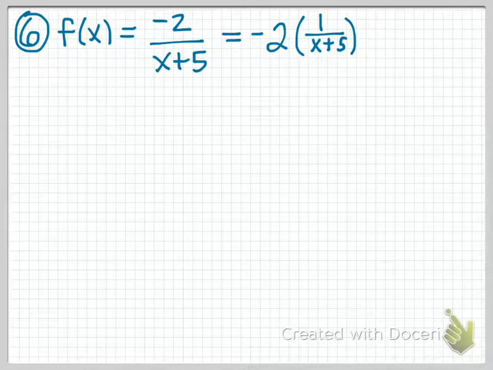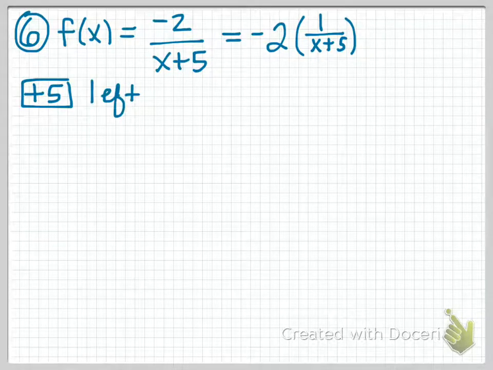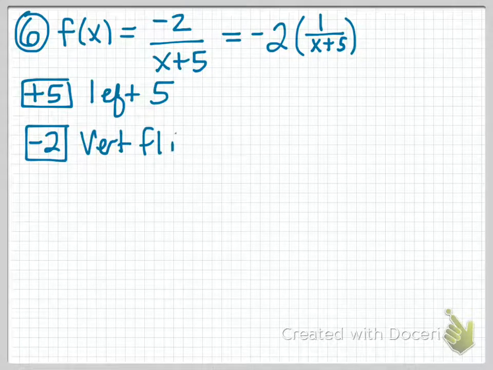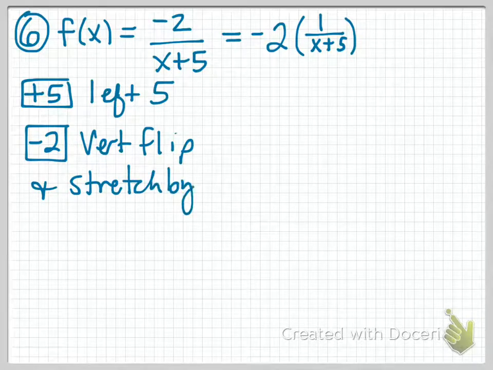So when we start accounting for things, if I account for that plus 5 first because it's inside the bottom, that means it's going to be backwards. So it's going to take our parent graph to the left 5, and with a negative 2 multiplier, we're going to have a vertical flip and stretch by 2 in our graph. So let's grab a pair of axes here to graph with.